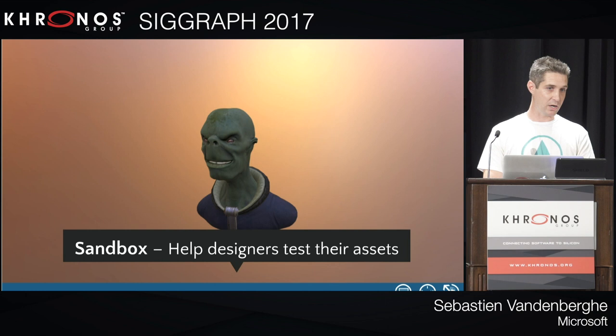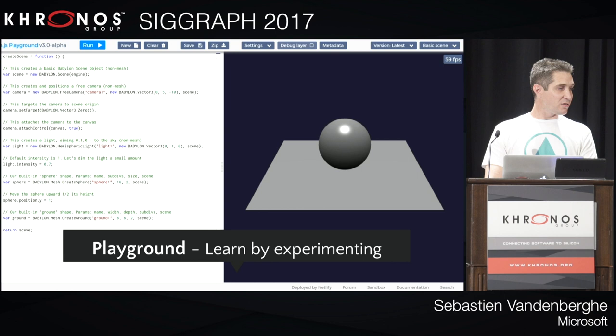The feature I really value the most, and which is my favorite one, is the playground. It's really a place where, a little bit like Shadertoy for shaders, people can create quick samples for Babylon.js directly inside of your browser. I'll use the playground later on for the demo of Spectre.